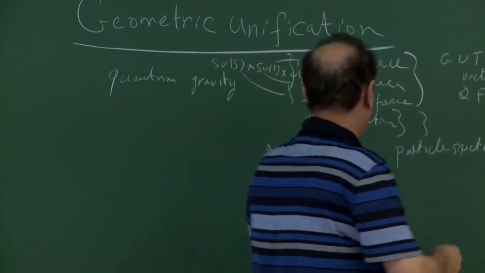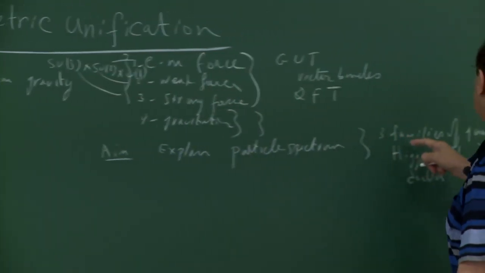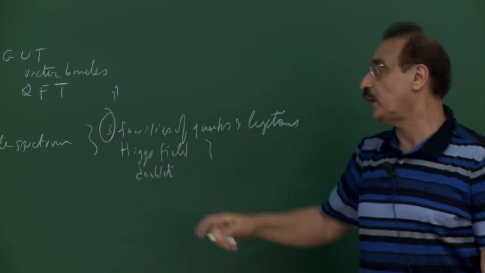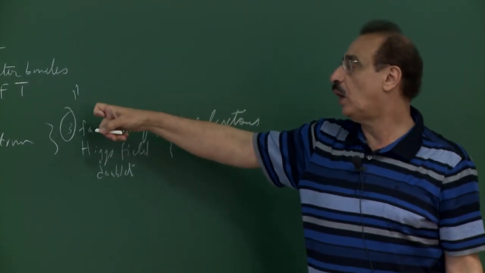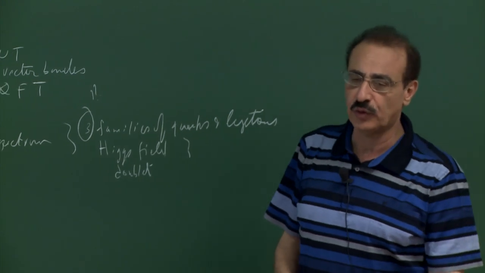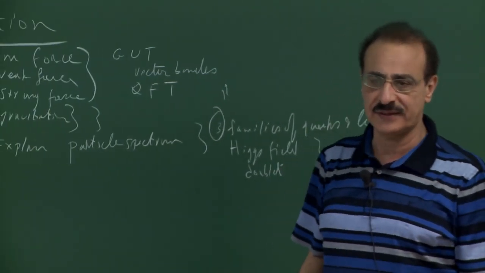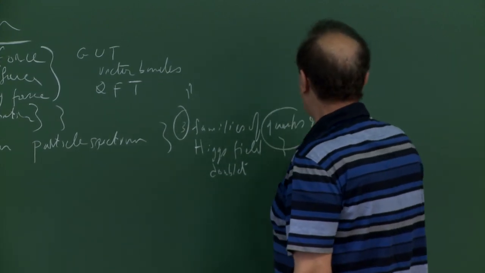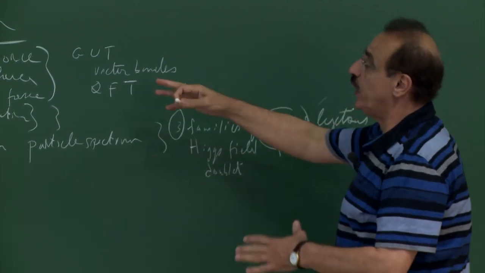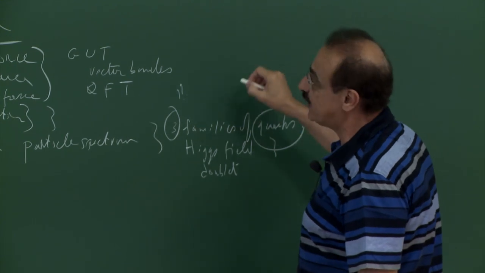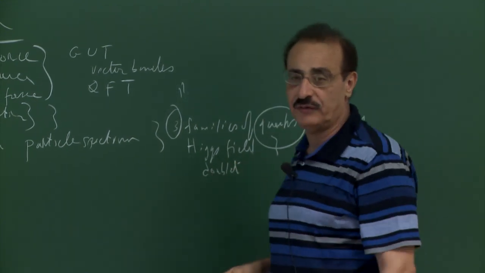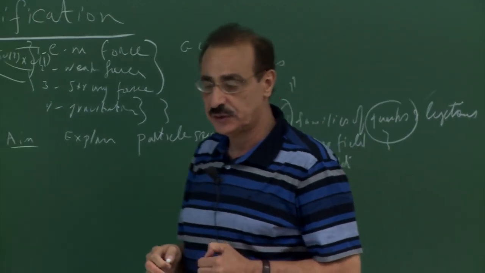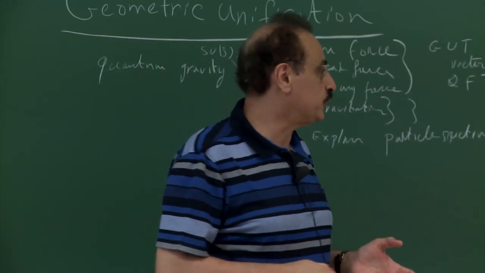Now, when I say explain the particle spectrum, first you have three families, which is a big question. Unfortunately, I will not be able to say much about why it is three. We know that it's more than two, but we don't know why it is three and not more than three. Why you have quarks and leptons, and the way these particles have certain representations, I'm really going to derive in a way why they sit in those representations. We'll be able to see.